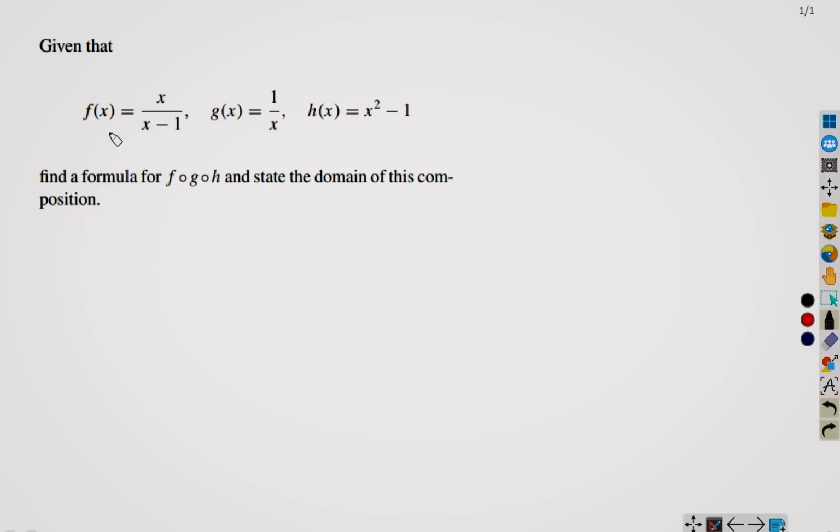Given that f(x) equals this, g(x) equals this, and h(x) equals this expression, we have to find the formula for this composite function. Yes, this type of function is known as a composite function. So first we will determine g of h of x. Okay, so what is g of h of x?